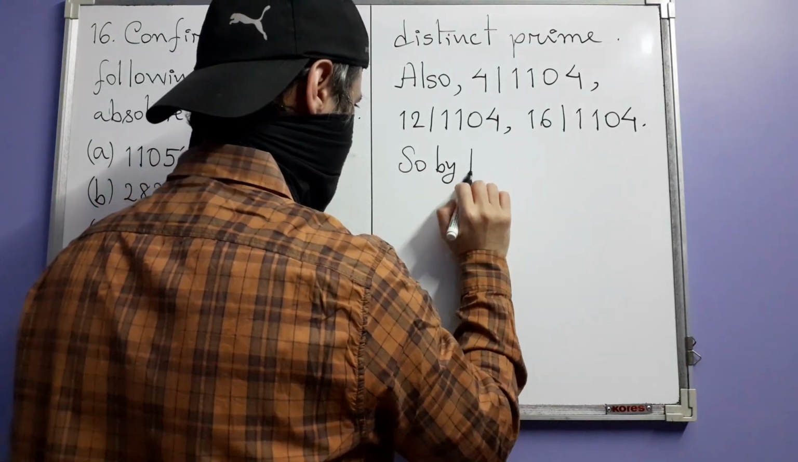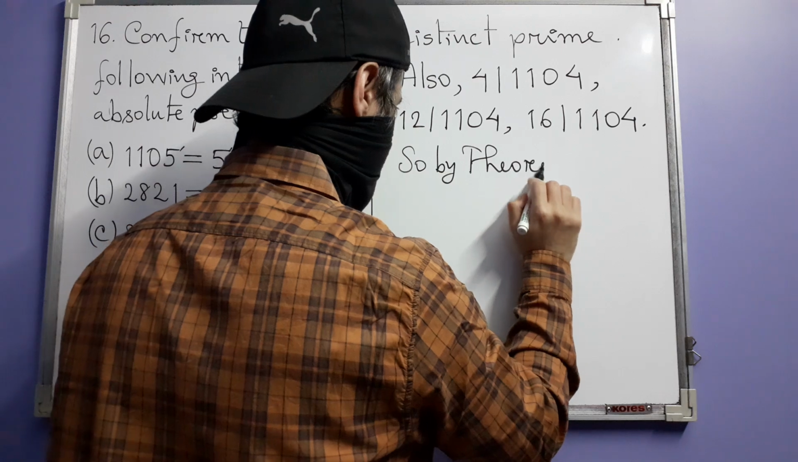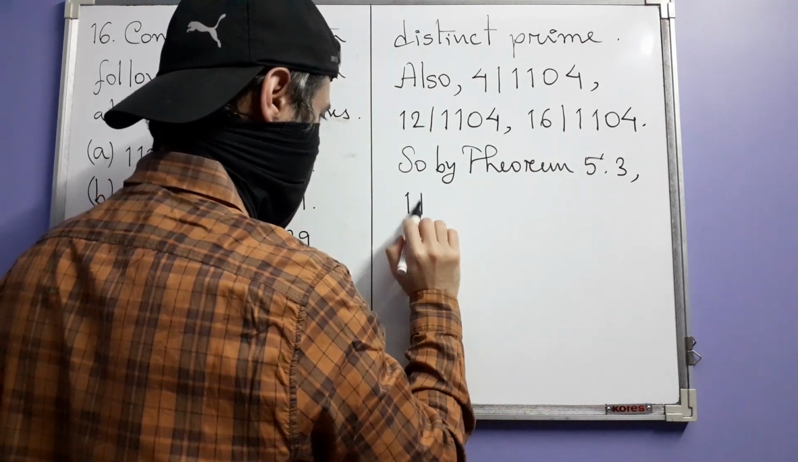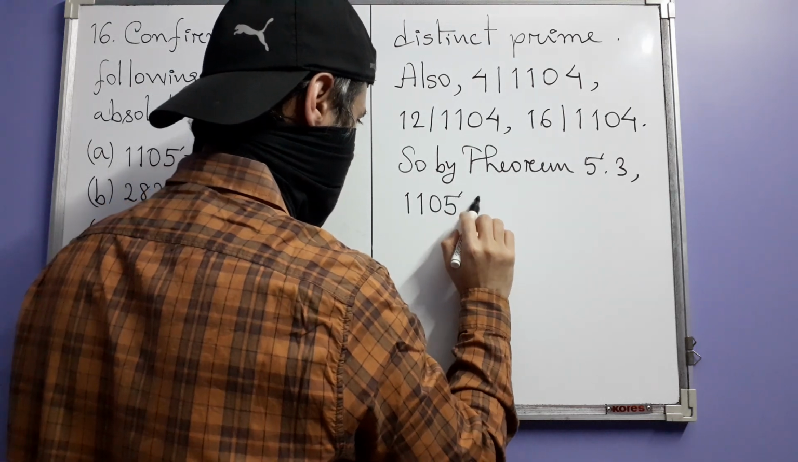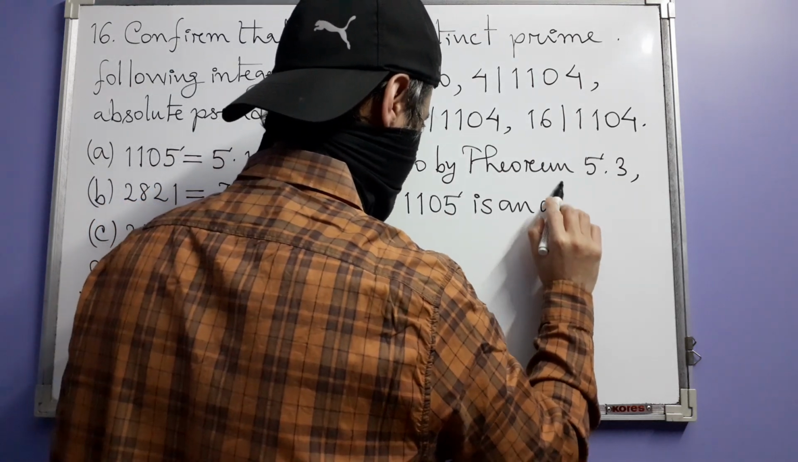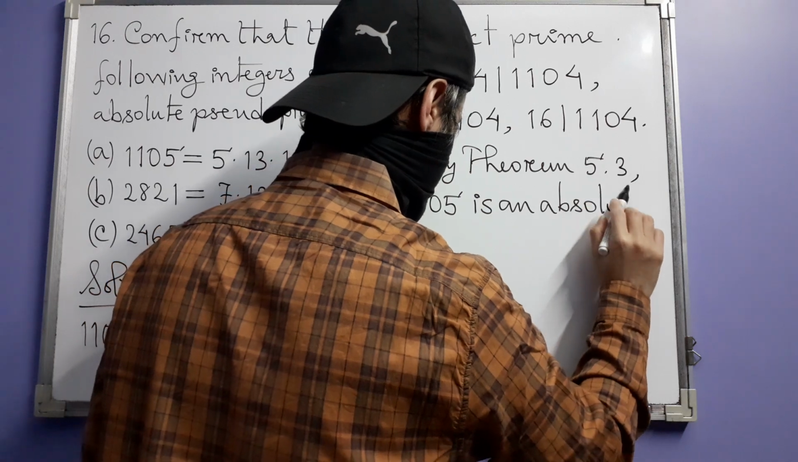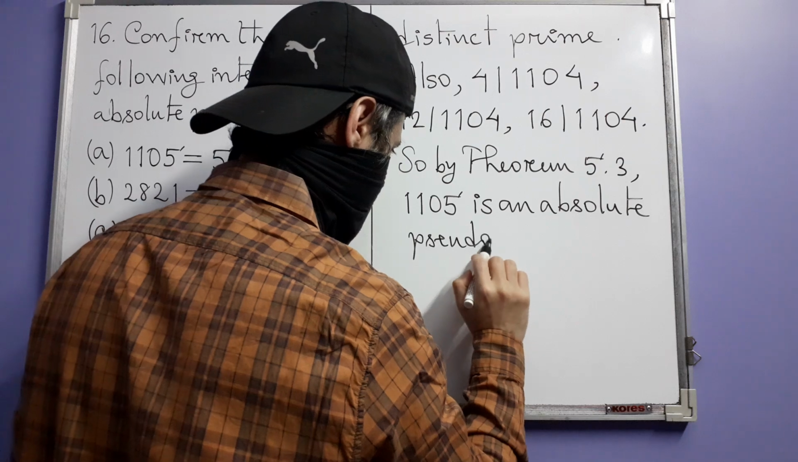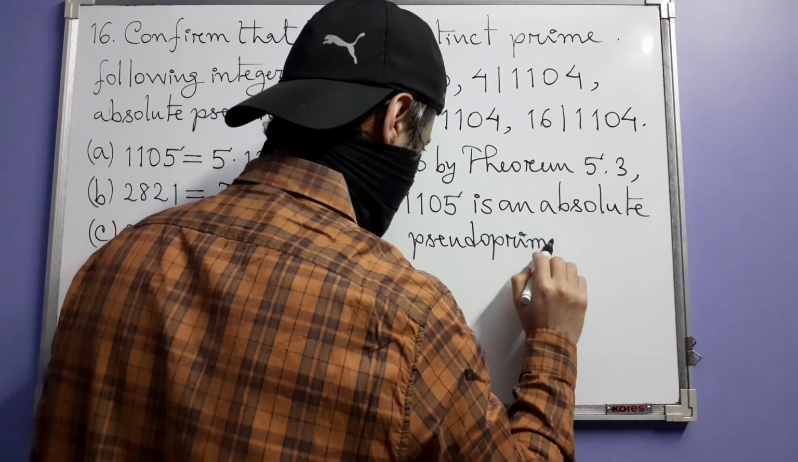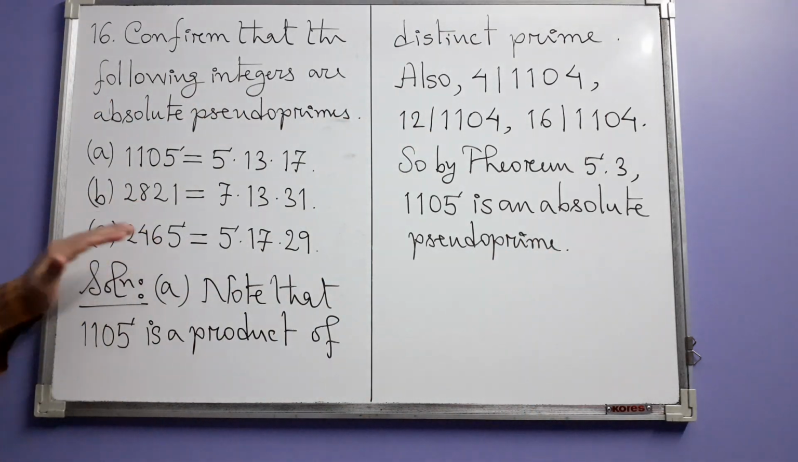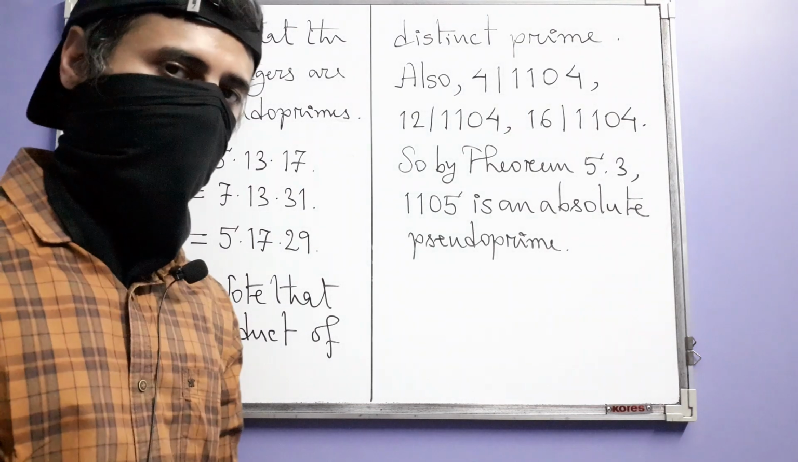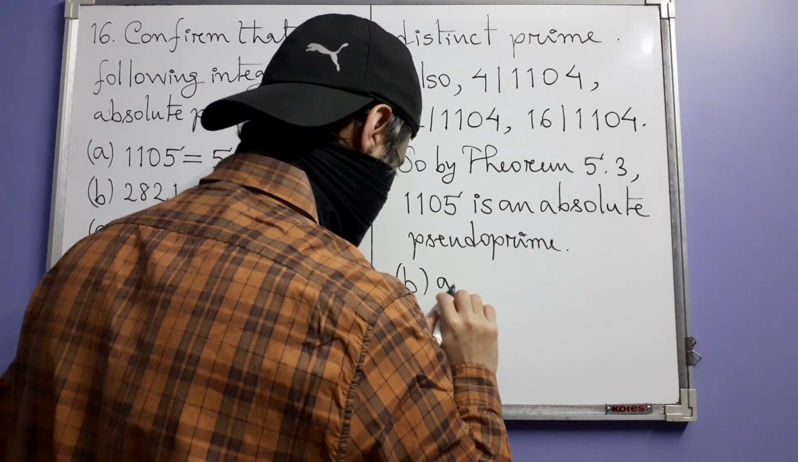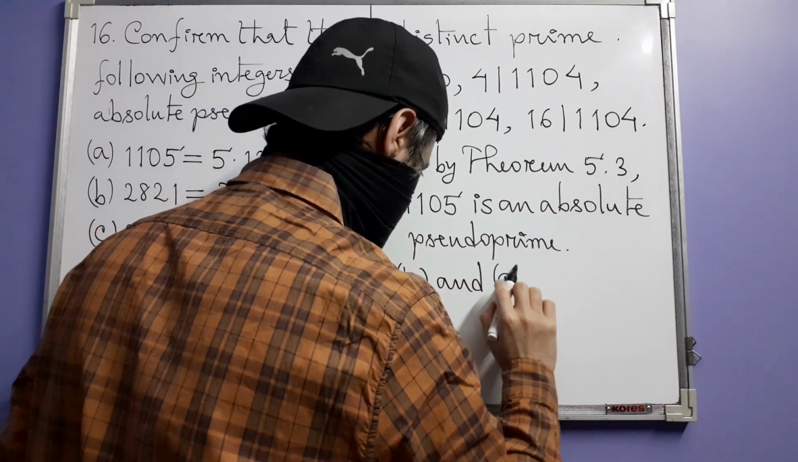So by theorem 5.3, this is an absolute pseudo-prime. Parts B and C are exactly similar, so they are left to you. Okay, so you do these two.